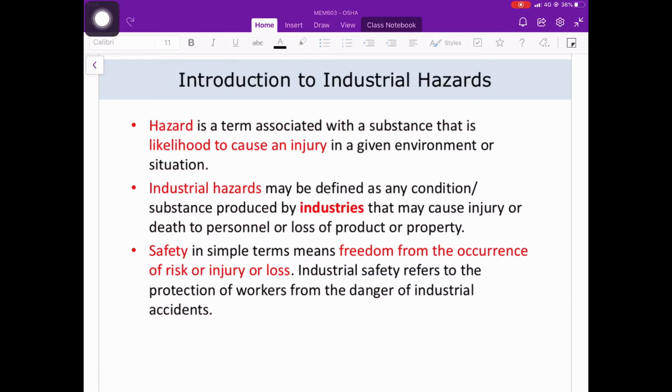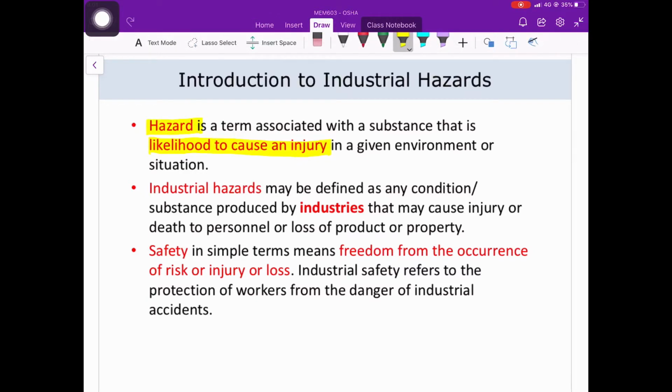Now let's have a look at the introduction of industrial hazards. These are the terms that we'll usually use in our discussion: hazard, industrial hazard, safety, health, and risk. The term hazard is referring to the potential to cause damage and injury in a given environment or situation.